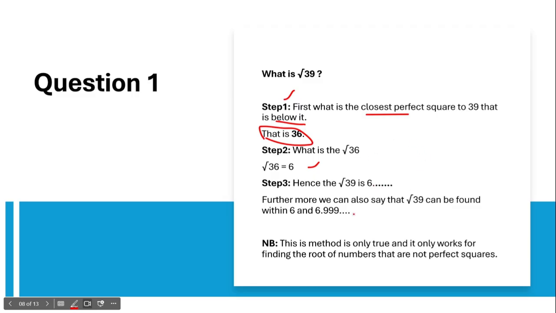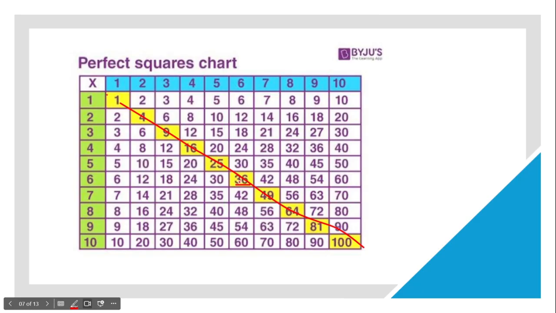So first of all, let us go back to the graph. What is the root of 36? 6, right? Root of 36 is 6. Root of 49 is 7. And we know that in between these two perfect squares, there are other numbers from 37 up to 48.